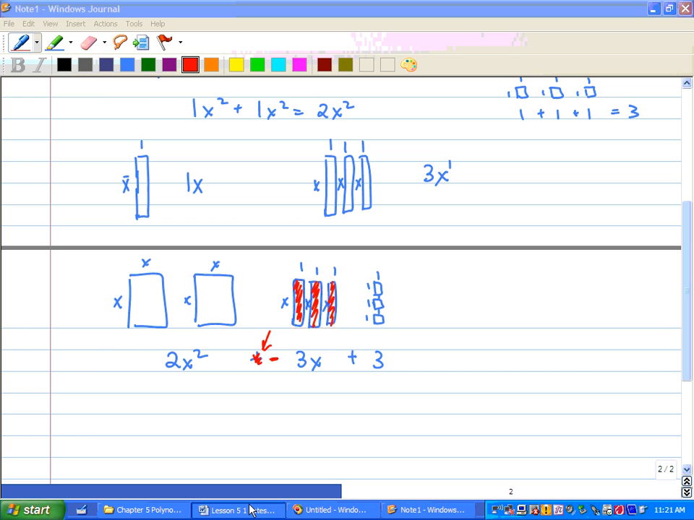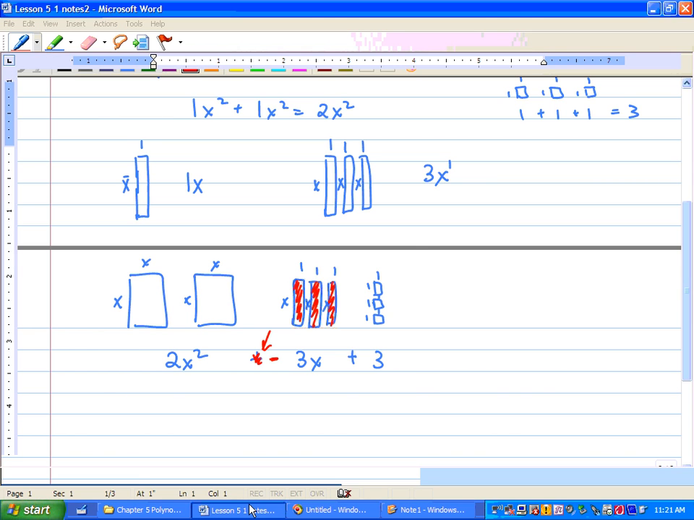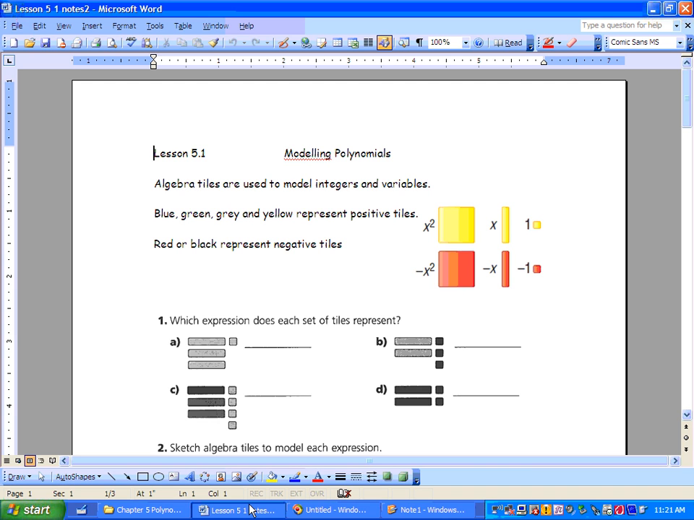So let's go back, and we're going to take a look at some notes that we had. Algebra tiles are used to model integers and variables. Blue, green, and gray usually represent positive tiles. Red or black represent negative tiles. In this sense, we're going to use red. So which expression does each set of tiles represent?